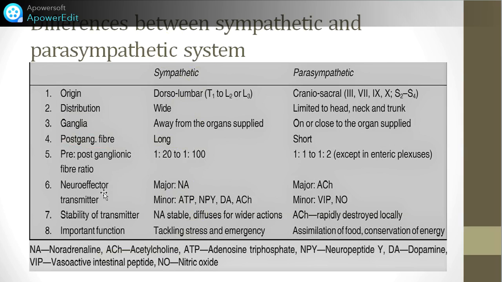We have seen that major neurotransmitter in sympathetic nervous system is noradrenaline, and minor is acetylcholine, adenosine triphosphate, dopamine, and neuropeptide. Noradrenaline is stable and it diffuses for wider actions. Important function is tackling stress and emergency. When our body is in emergency, at that time our sympathetic nervous system is activated.